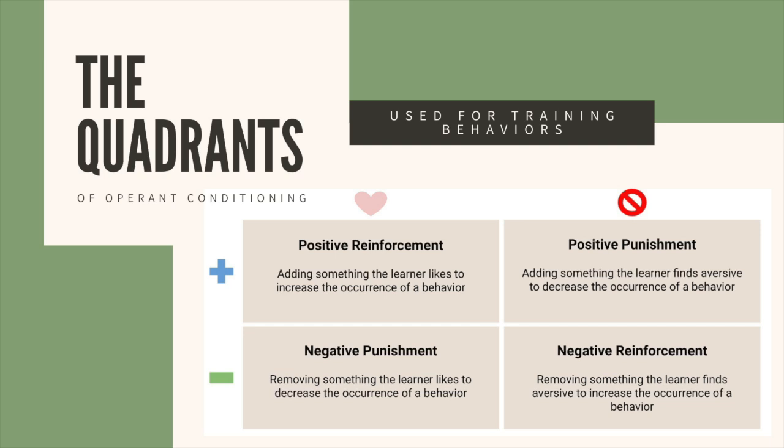So let's slide over to the right-hand side, and I'm actually going to go to that bottom right-hand corner first and talk about negative reinforcement. Negative reinforcement is what your traditional pressure and release training is based off of. It's probably the most common thing we see in the horse training world. It's very widespread. Negative reinforcement is going to be removing something that the learner finds aversive in order to increase the occurrence of that behavior.